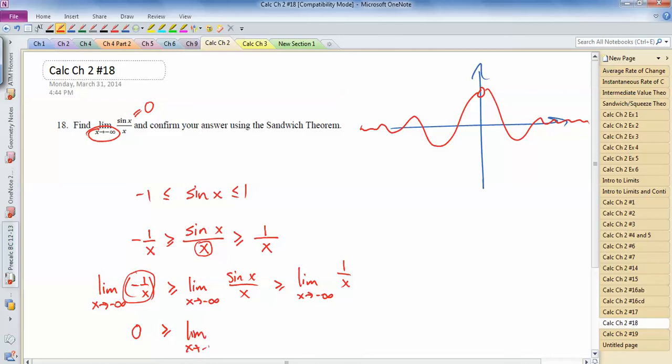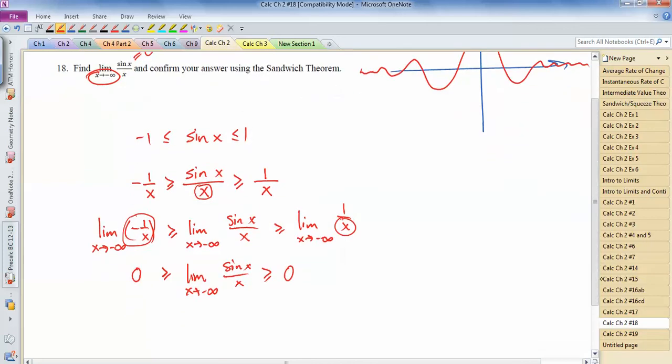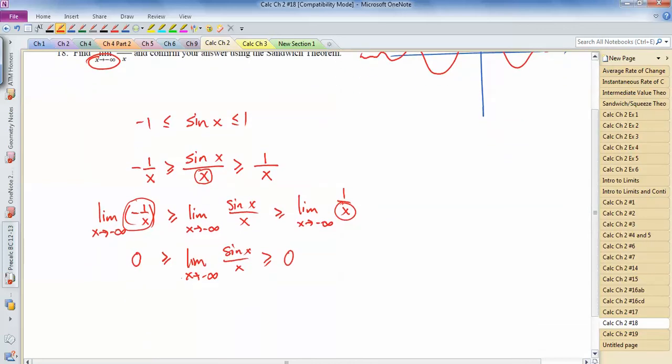As x goes to negative infinity, sine x over x. And then if I do the same thing on this side, if I plug in negative a billion right there, well, that's 1 over negative a billion. That's also 0. So essentially what I've done is I've told you that 0 has to be bigger than or equal to this limit, which has to be bigger than or equal to 0. So that forces this guy to get squeezed or sandwiched into the value of 0.